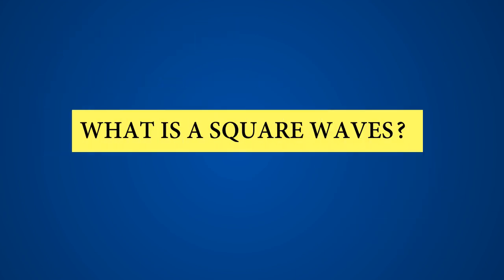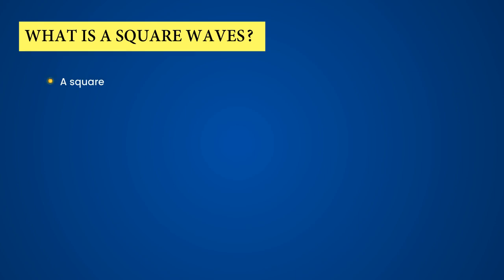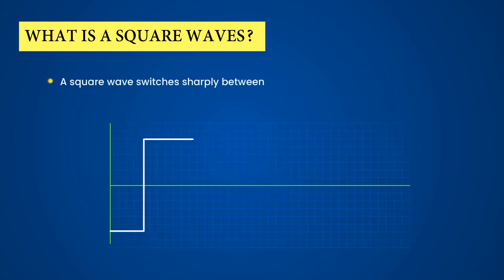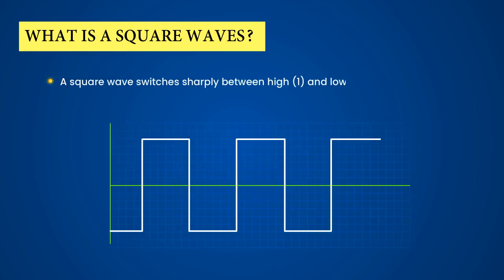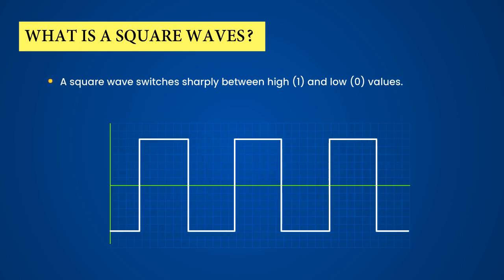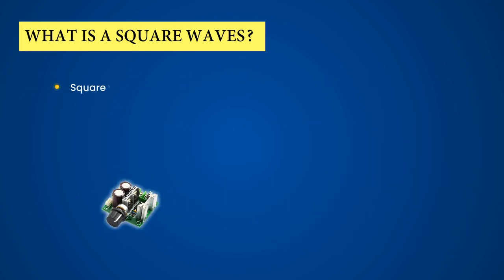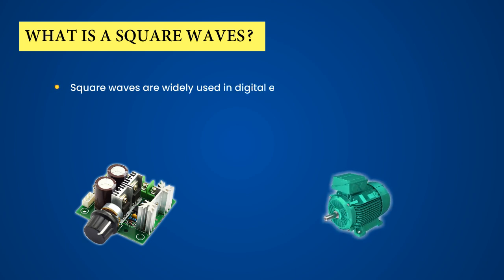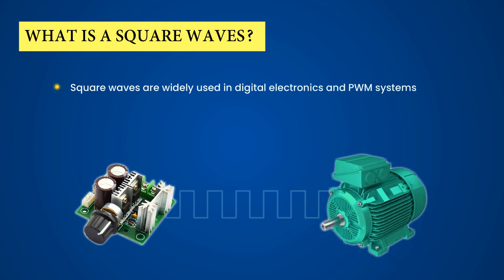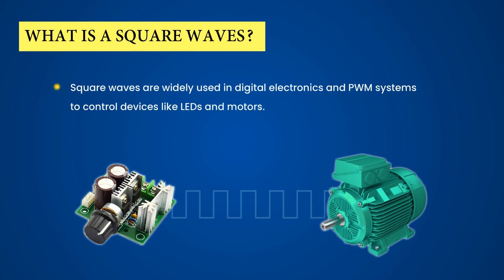What is a square wave? A square wave switches sharply between high (1) and low (0) values. Square waves are widely used in digital electronics and PWM systems to control devices like LEDs and motors.